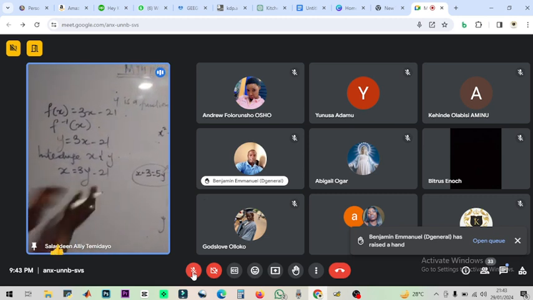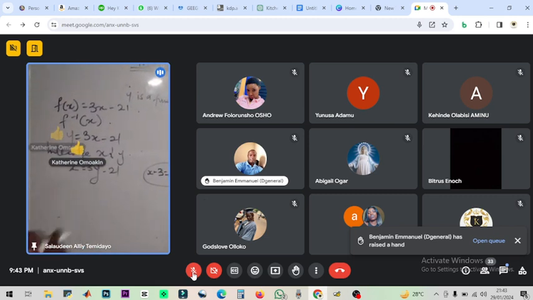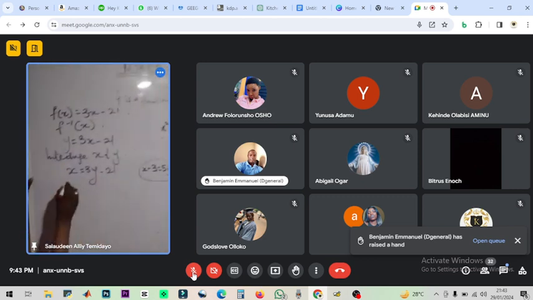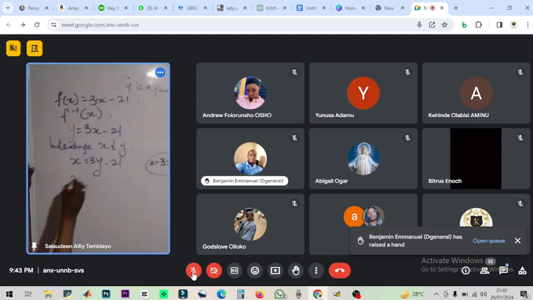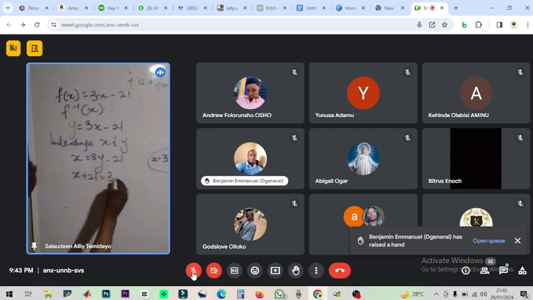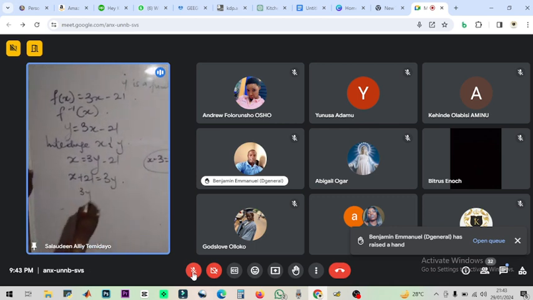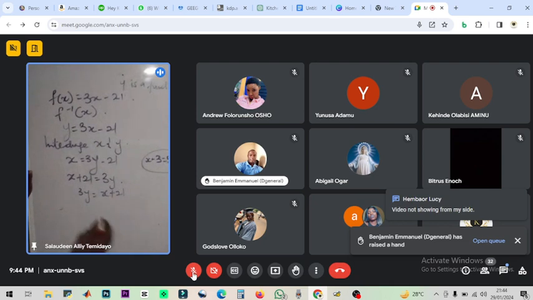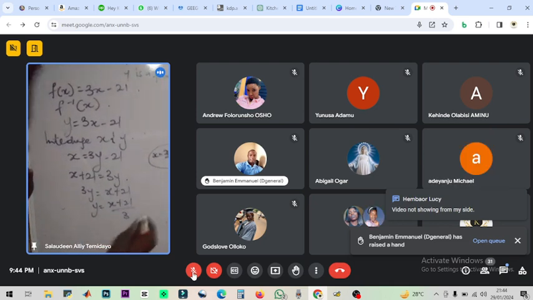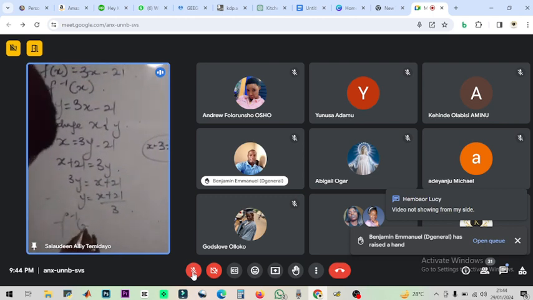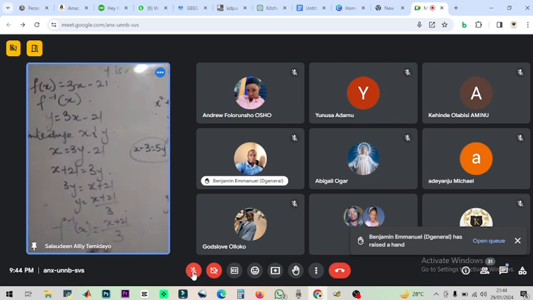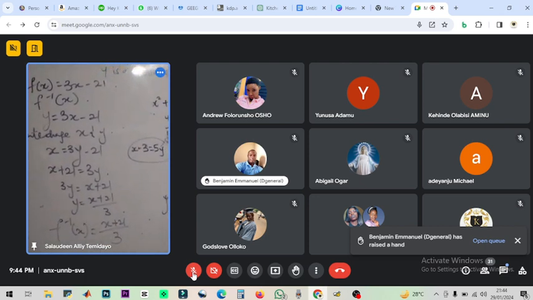I can now make y the subject. That's when I can carry from one place to another. Let me carry minus 21 to this place. x plus 21 equals 3y. So I can say 3y equals x plus 21. If I divide by 3, y equals x plus 21 over 3. Therefore, f inverse of x equals x plus 21 over 3. It's as simple as this.